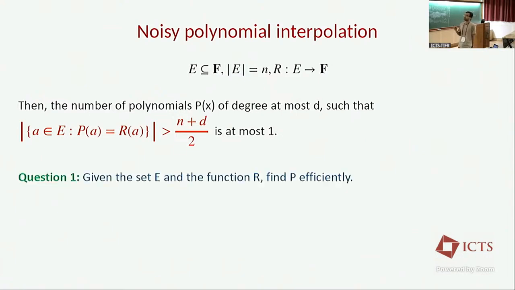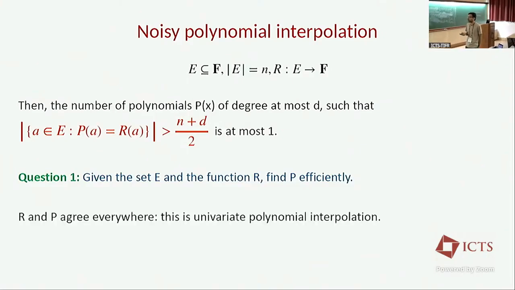And the kind of questions we will be interested in will be of the following flavor. Given the set E and the function R, find P efficiently. This is the question of noisy polynomial interpolation. If R and P agree everywhere, this is polynomial interpolation. And we are asking for agreements at only a sufficiently large subset, so it's noisy polynomial interpolation.